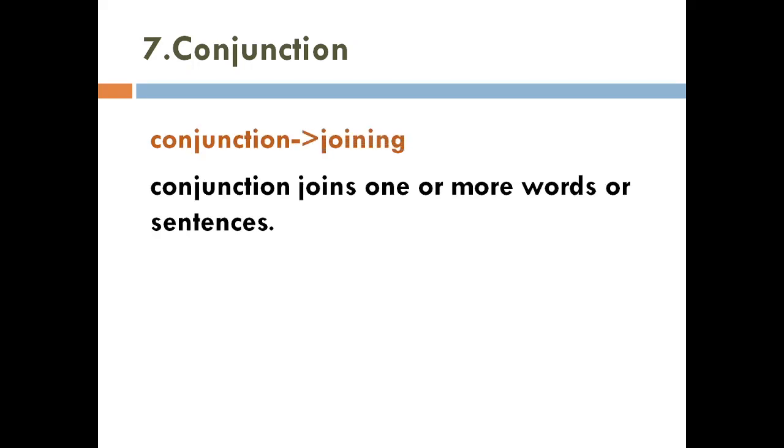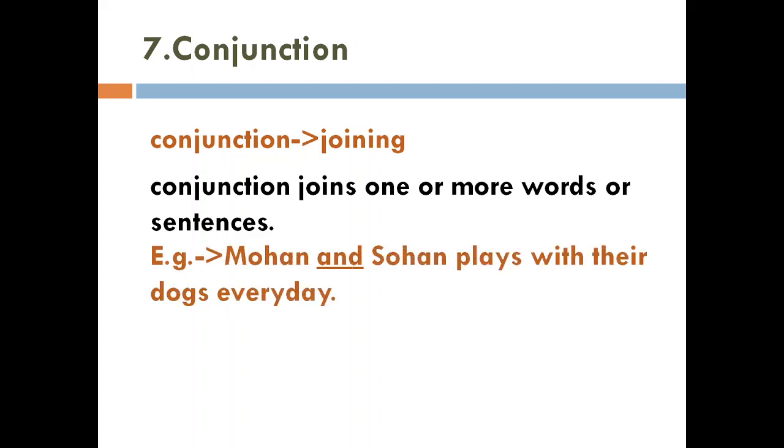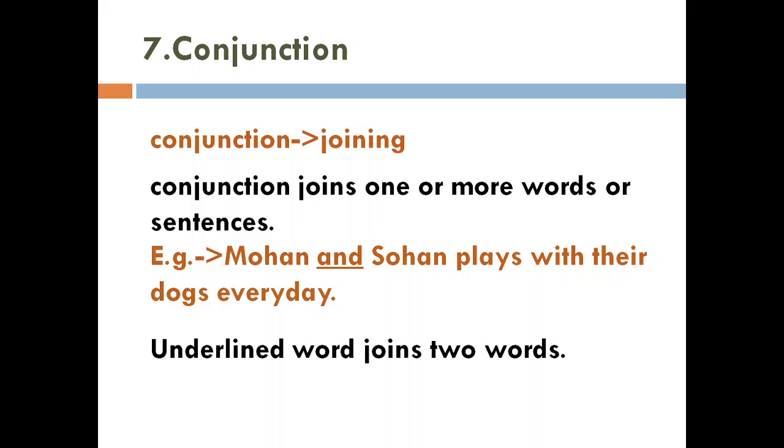7th, conjunction. Conjunction joins one or more words or sentences. For example, Mohan and Sohan plays with their dogs every day. Underlined word joins two words.